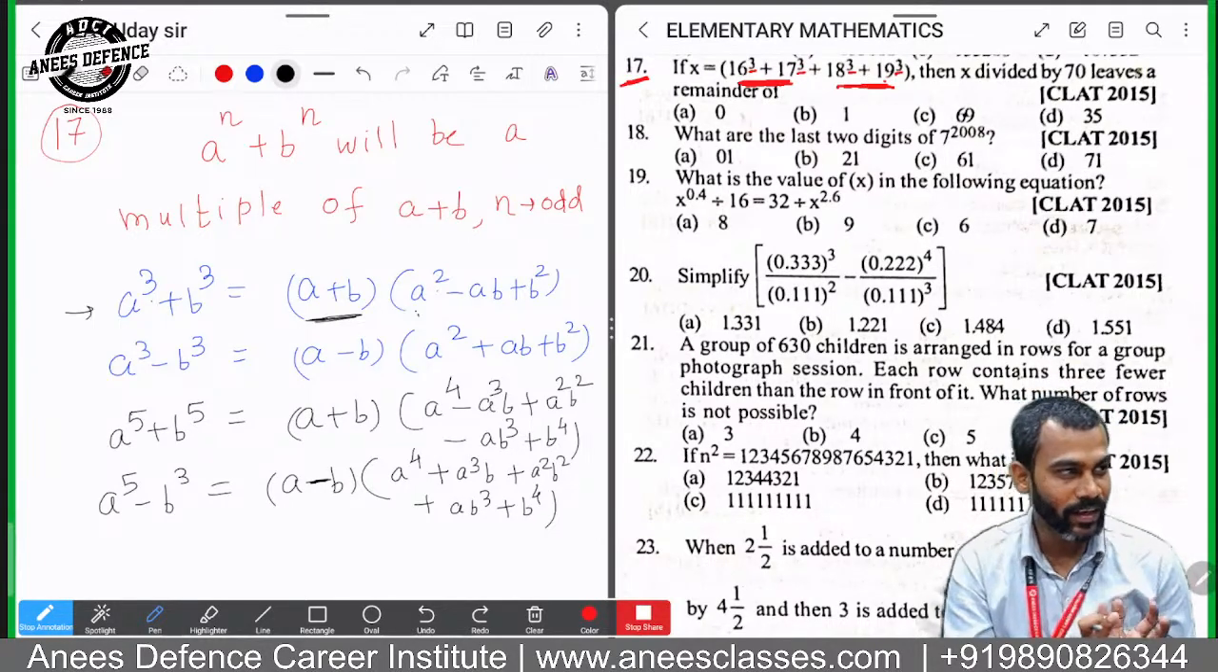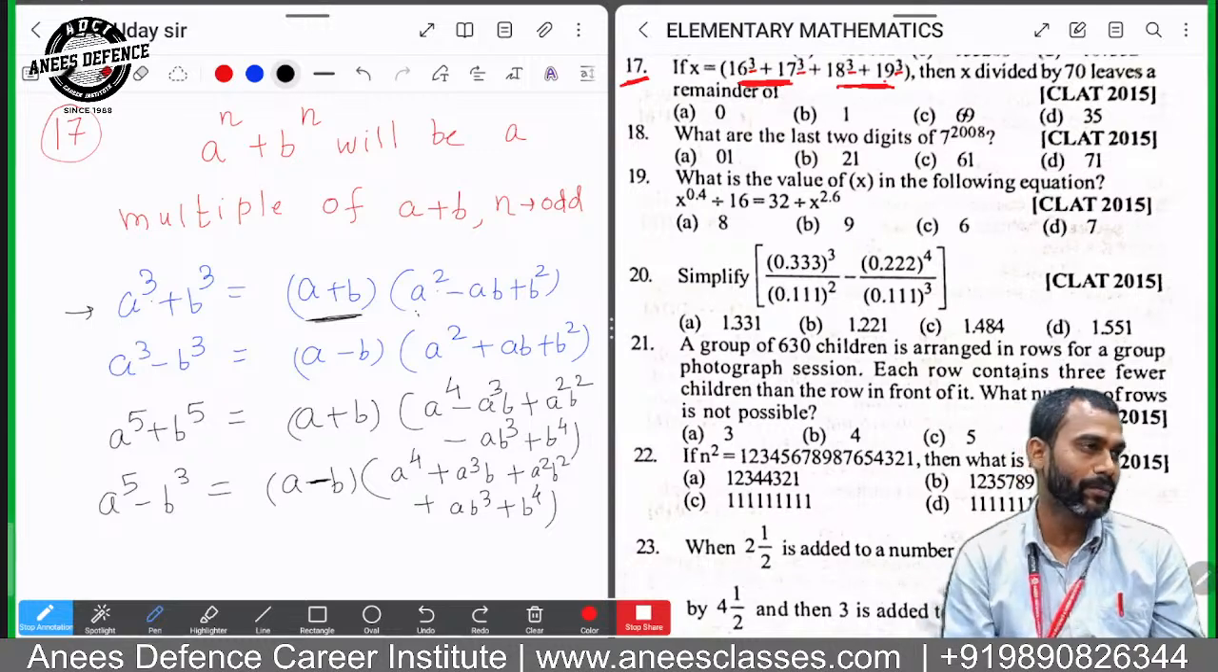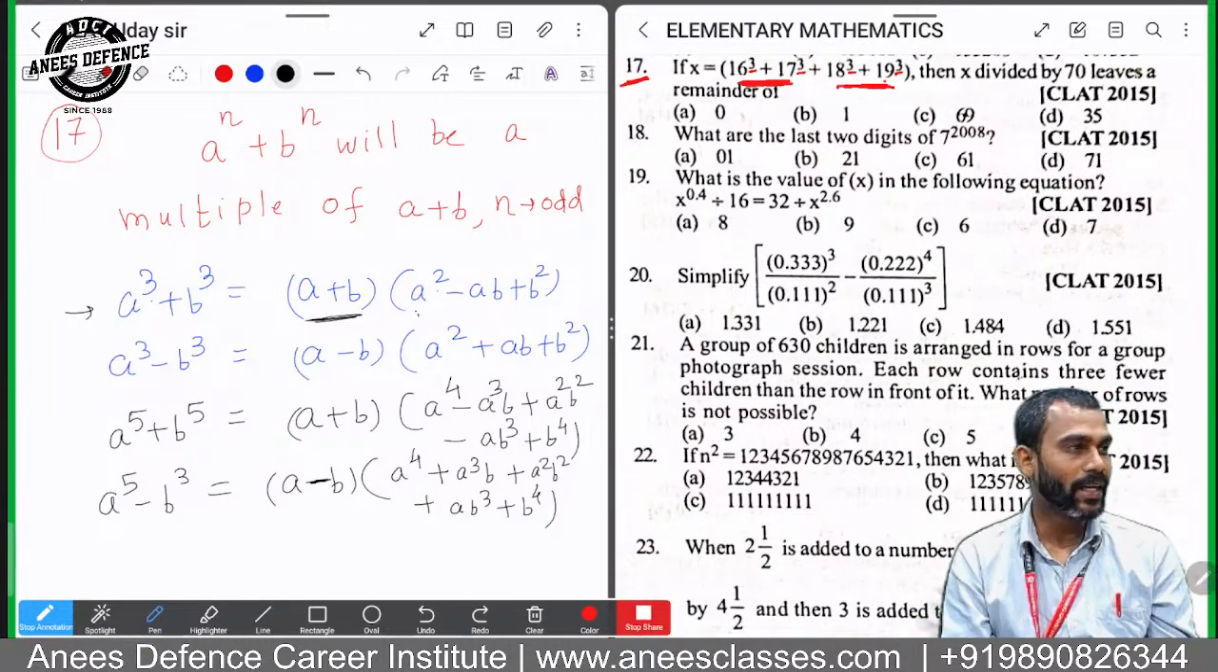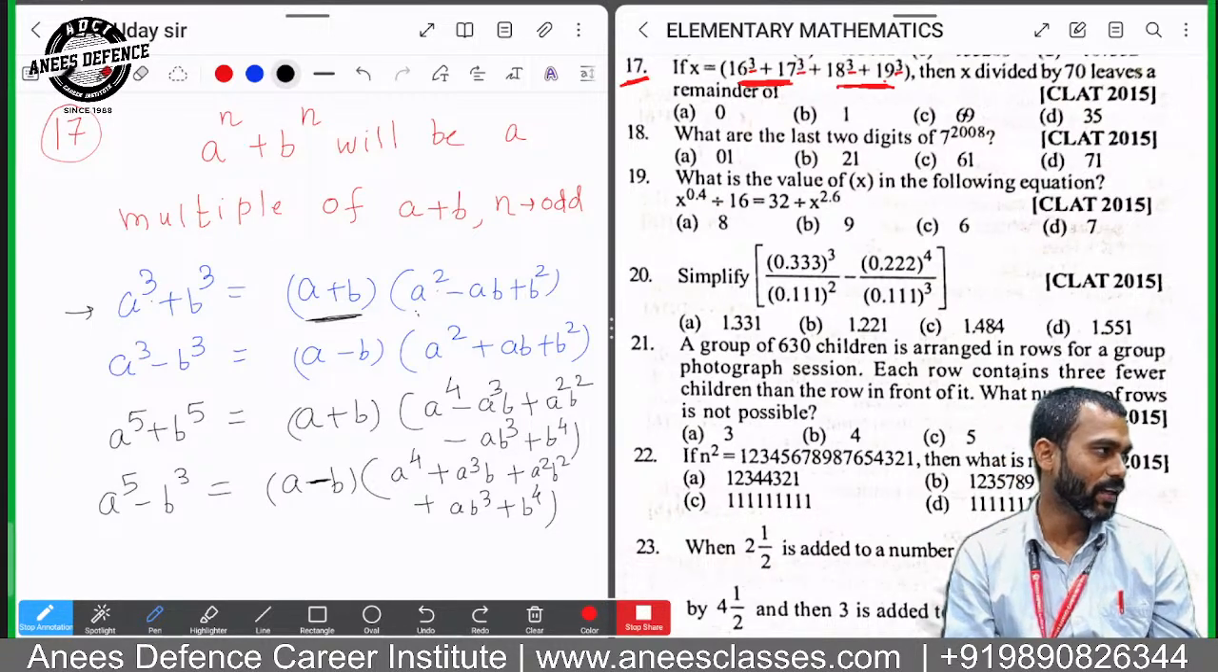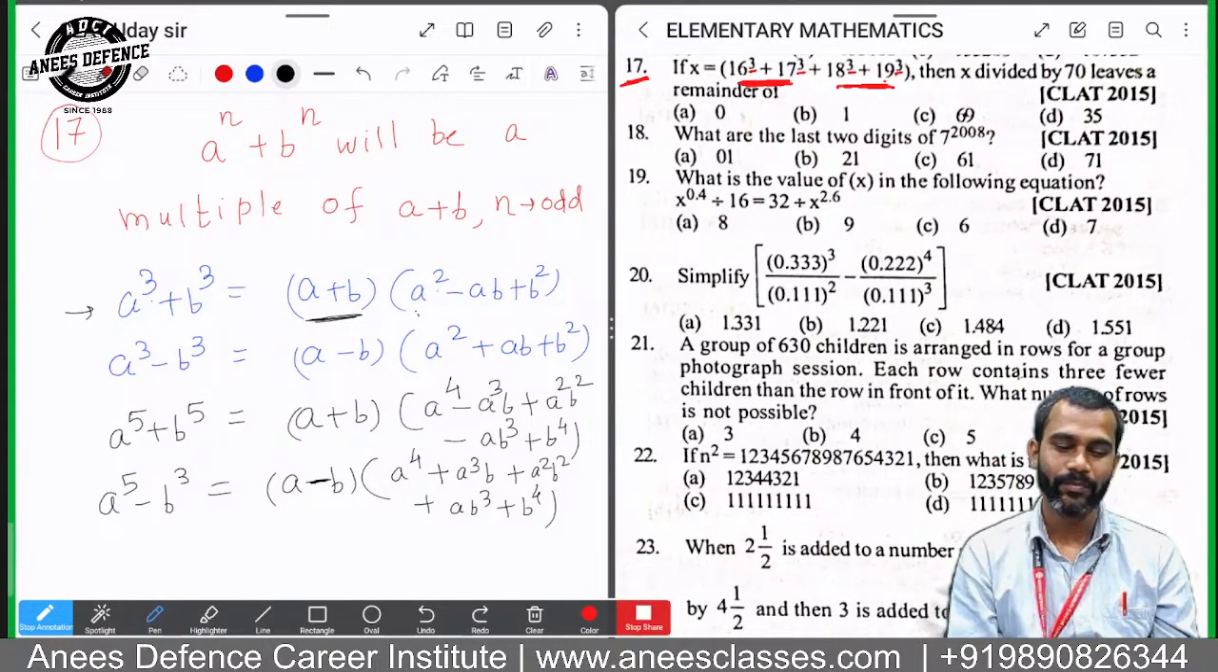As the sum is 70, that would be the factor of all of them. Yes or no? That is x. So x would be a multiple of 70. So if you divide it by 70, the remainder would be 0. So answer is 0. I hope it is clear.